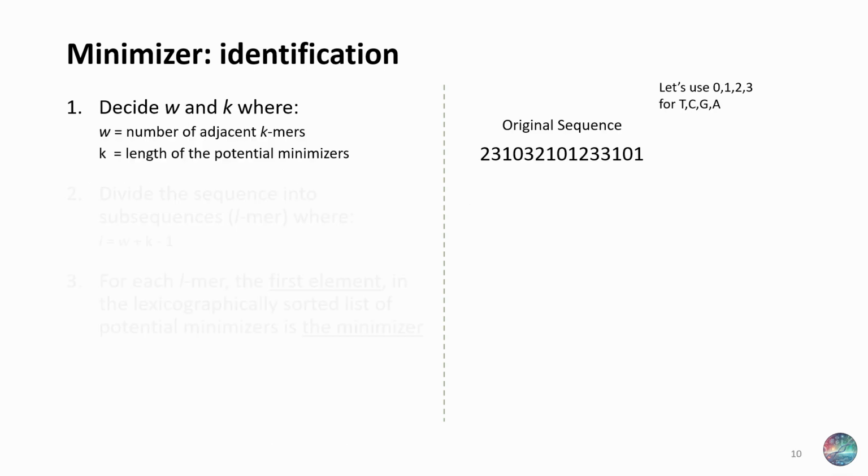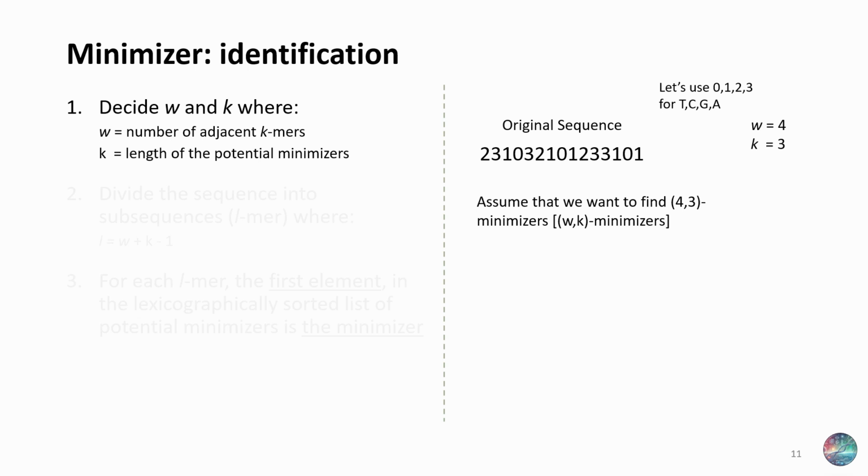To find minimizers, we need to define two parameters, the W, which is the number of adjacent k-mers, or the window, and K, the length of the potential minimizer. Let's go through the steps using a numeric example. We used the numbers 0, 1, 2, and 3 to represent the nucleotides T, C, G, and A. Assume that we want to find among 4 adjacent k-mers, or the W, minimizers with length of 3, which is the K.